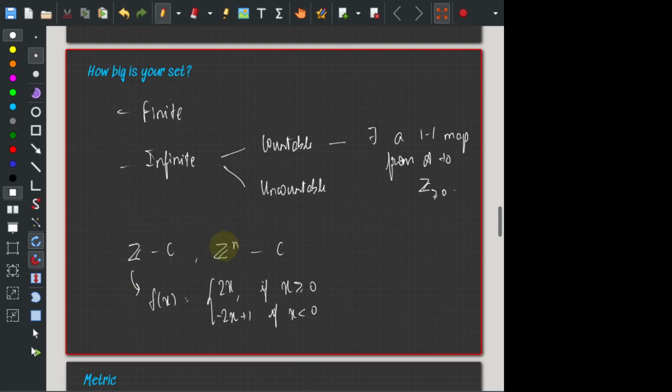Okay, so similarly you can define a map for Z^n, right? Okay, so this is fine. What about the interval 0 to 1? It's uncountably infinite. What about the set of rational numbers?